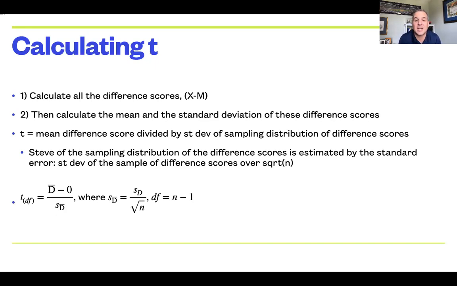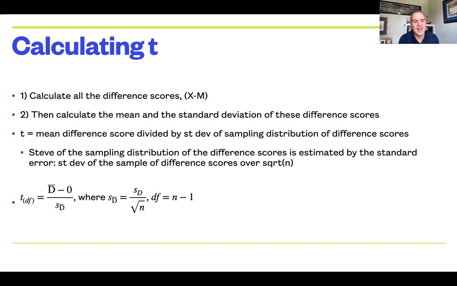Or if we're looking at paired samples, right? So we're looking at husband and wife pairs. We compare, what's the difference between the husband score and the wife's score? And we subtract one from the other. And that gives us then what we call a difference score. Then we take all of those difference scores and we calculate the mean difference score, the mean difference, and the standard deviation of these scores. T then is going to be the mean difference score divided by the standard deviation of the sampling distribution of the difference scores.